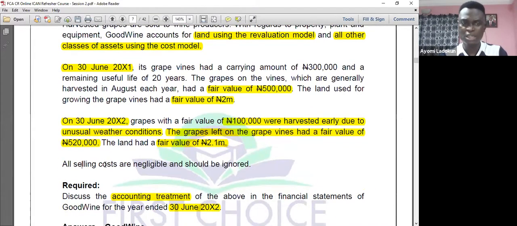He said selling costs are negligible, that's why you're having that gain. If they are not negligible, obviously it's going to be a loss. So you can check the solution and confirm with what I've just said. You are playing around with 3 to 4 standards here: IAS 41, IAS 38, IAS 2, and IAS 16, when you are dealing with a question on agriculture. And that's the end of the standard.